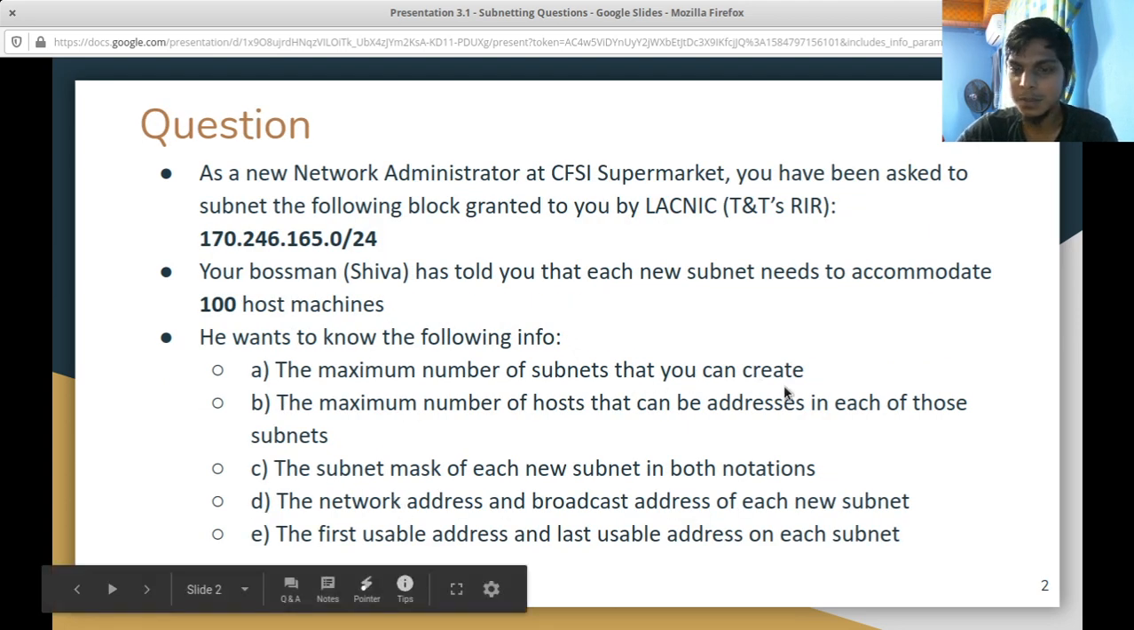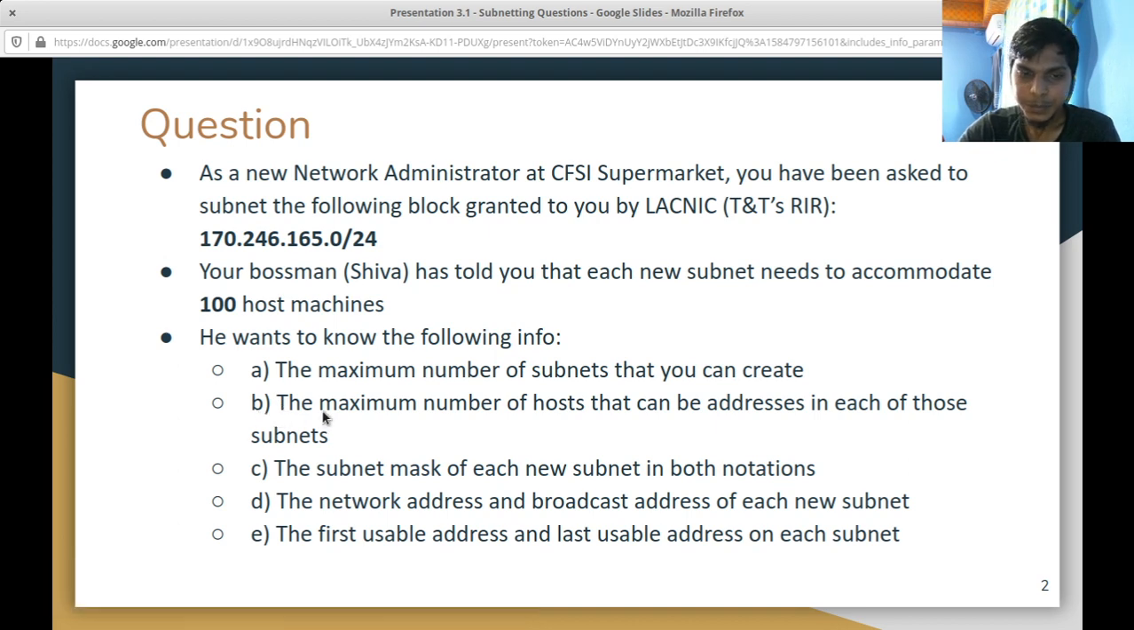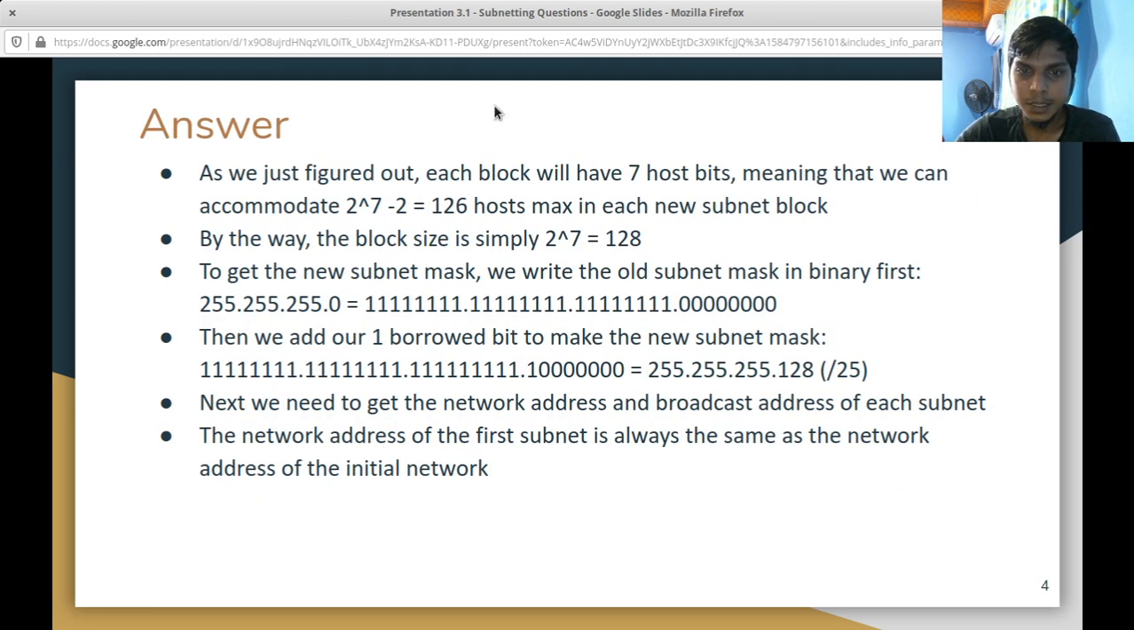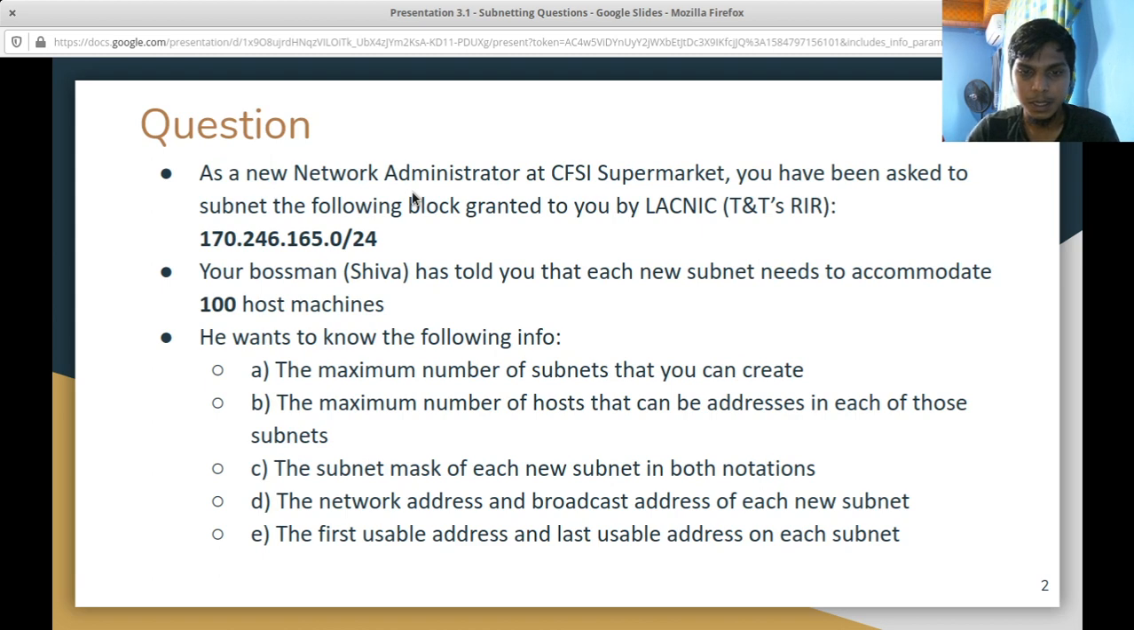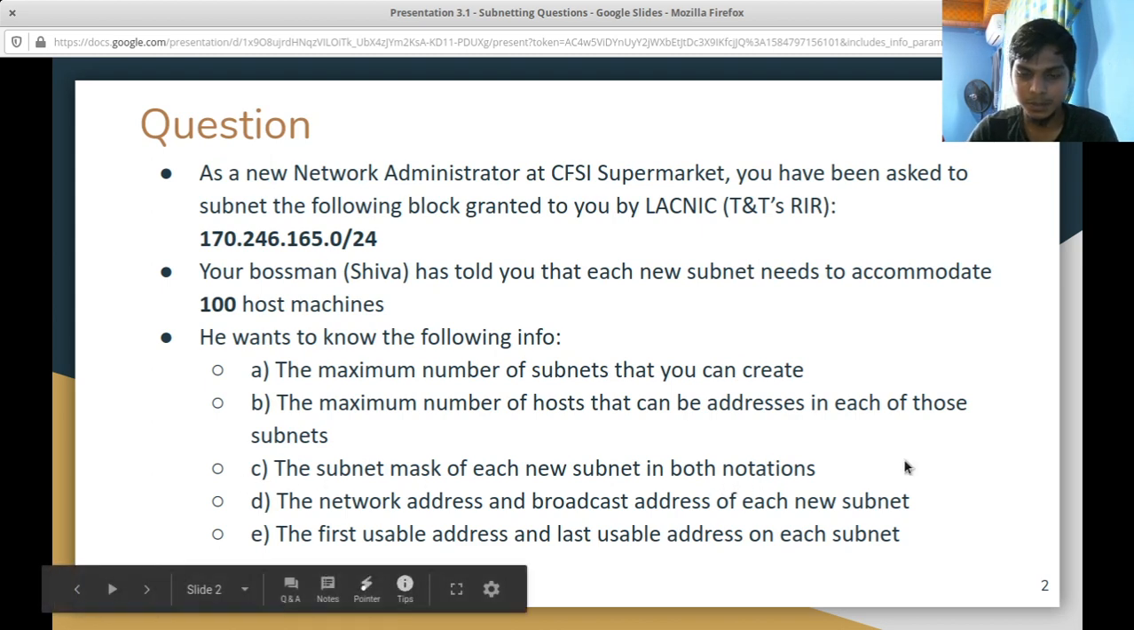That's the max number of subnets that we could create. Then for B, we needed the maximum number of hosts that can be addressed in each subnet, which we found here: 2 to the power 7 minus 2, 126 hosts max. So that's the maximum number of hosts that we can address. And now we're going on to the new subnet mask.